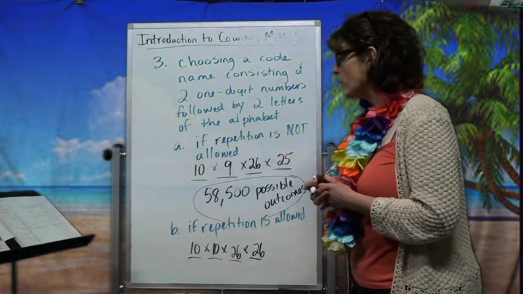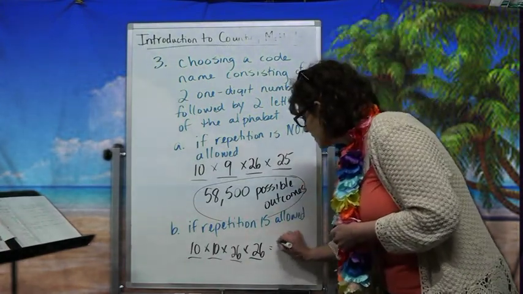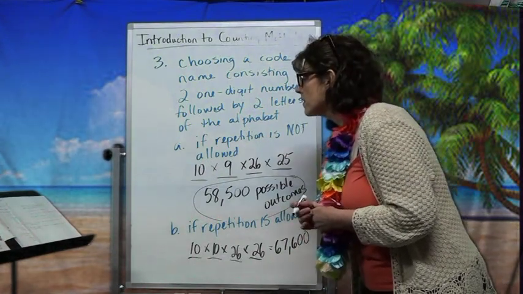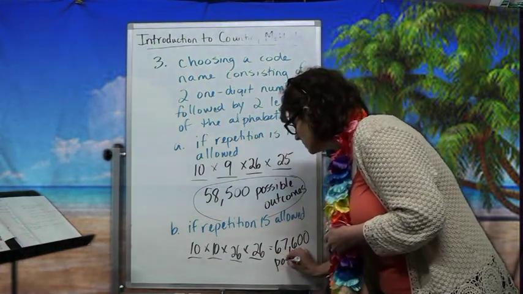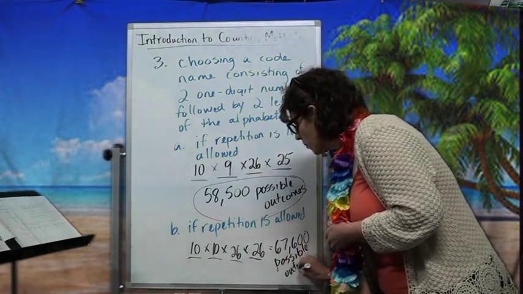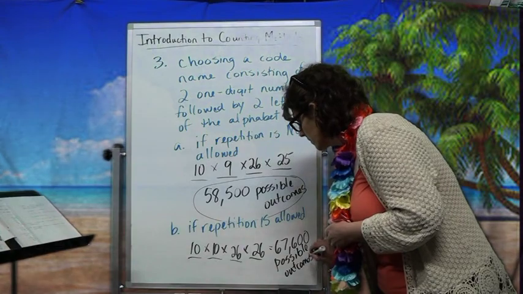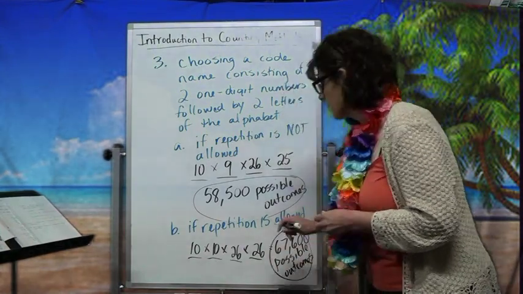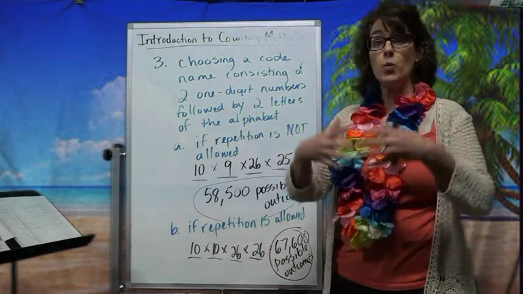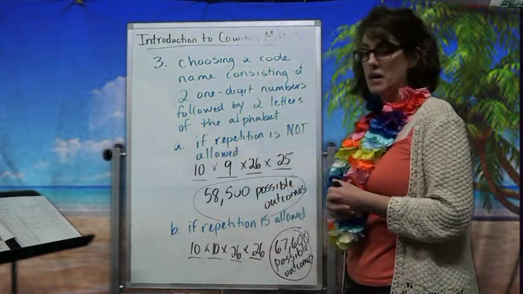Now when I multiply all those numbers out, I get 67,600 possible outcomes. And like we said before, repetition being allowed increases our options, and we saw that happen right here.